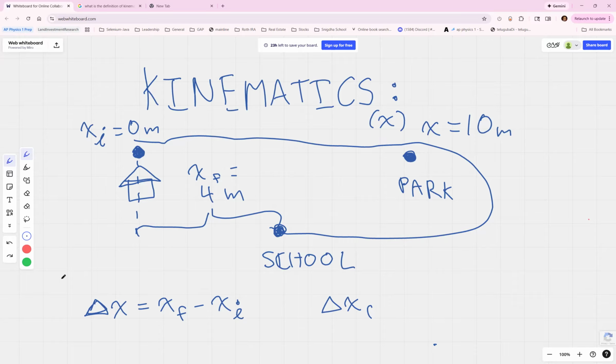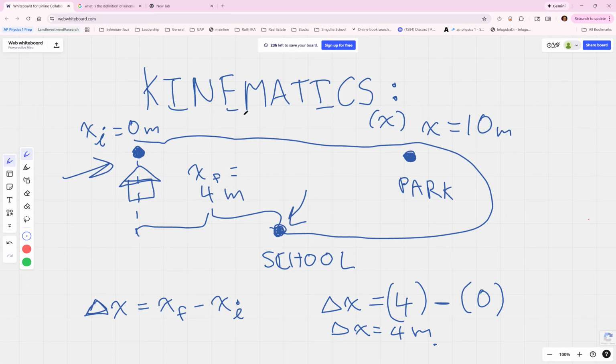Okay, so we know that xf is equal to 4 meters and that x initial is equal to 0 meters. So that means that your total displacement is equal to 4 meters. It's always going to be the distance between the final position and the initial position. Okay, so now let's talk about the distance that you traveled from your house to the school.